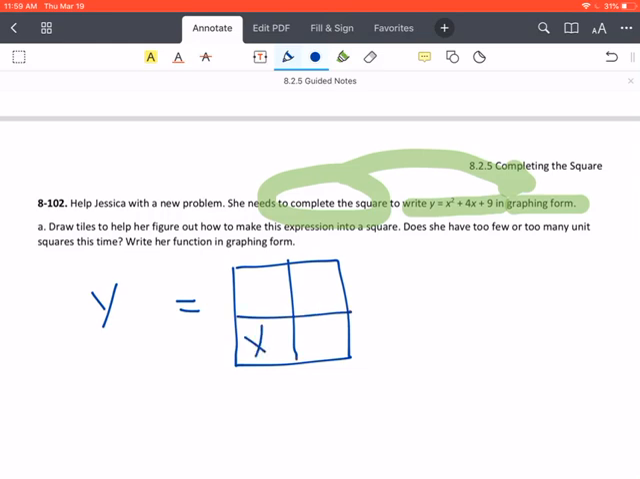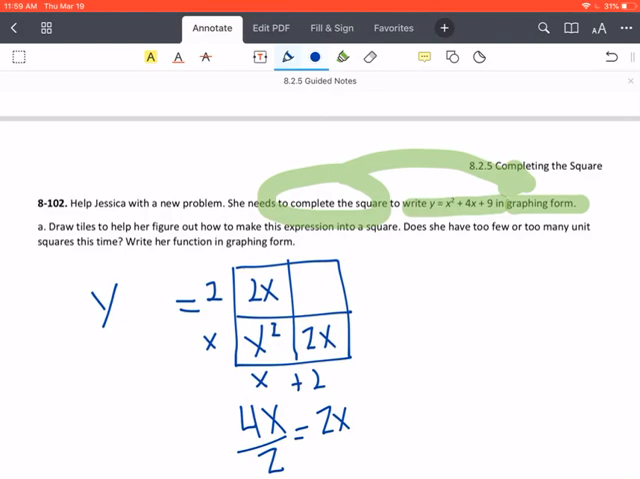We have x squared, and now we have to take our 4x divided by 2, so we have 2 x's are going to go in each diagonal. So we now know our perfect square form is, again, going to be x plus 2, x plus 2. And we see that we have currently 9, but again, we only want 2 times 2, which is 4.